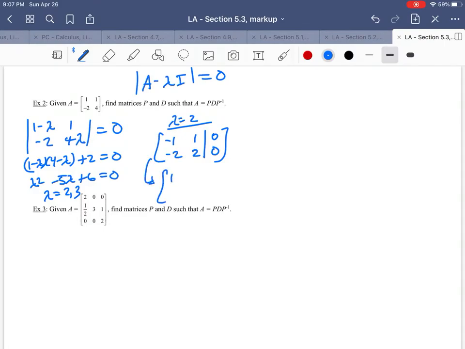You come out to 1, negative 1, 0, and 0, 0, 0. So x2 is free right there. x1 is equal to x2. And so I get my corresponding eigenvector for this to be 1, 1.